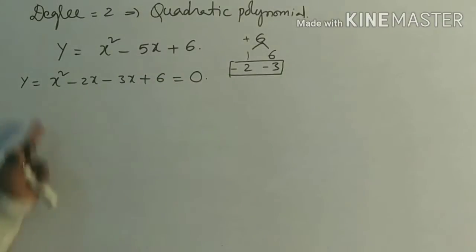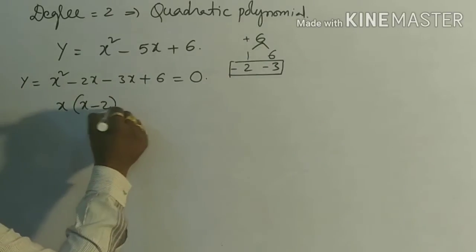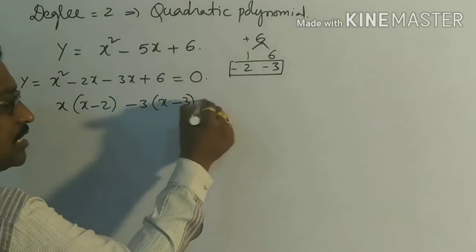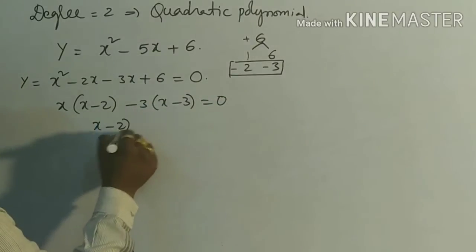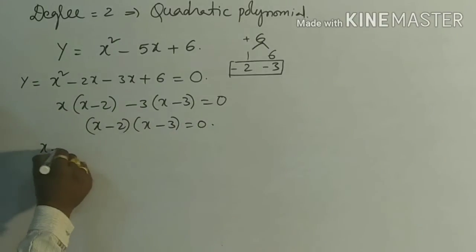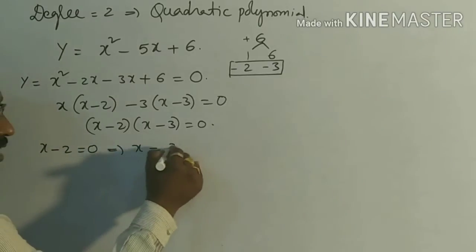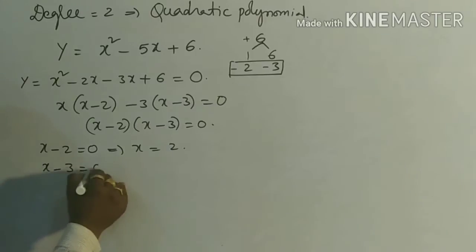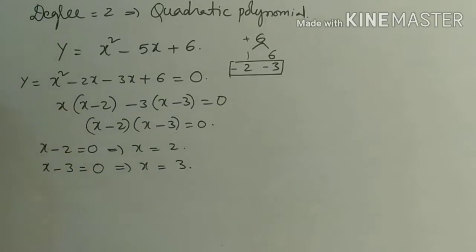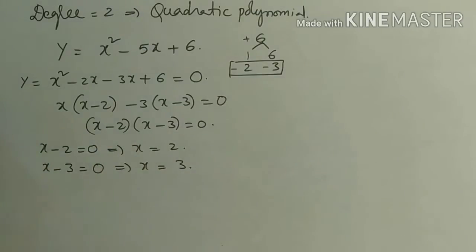Taking this polynomial, when it will become 0: x common, x minus 2, minus 3 common, x minus 3. So x minus 2 into x minus 3. That means x minus 2 is equal to 0, which implies x is equal to 2. x minus 3 is equal to 0, which implies x is equal to 3. So if you take x is equal to 3 or x is equal to 2, then the value of y will become 0. We'll see.